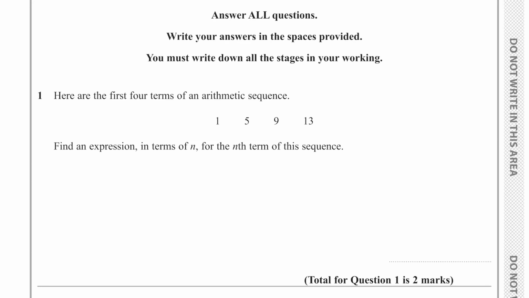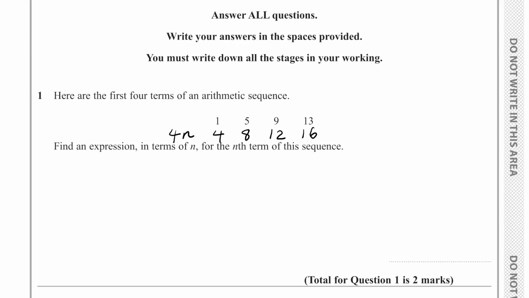So arithmetic sequence, it goes up by the same amount every time. This one's going up by 4 each time. So it's like the 4 times table. The 4 times table is 4n: 4 times 1, 4 times 2, 4 times 3, and 4 times 4.